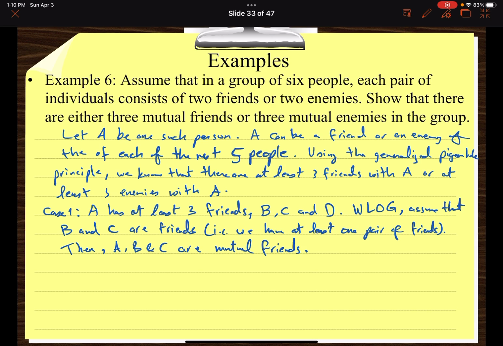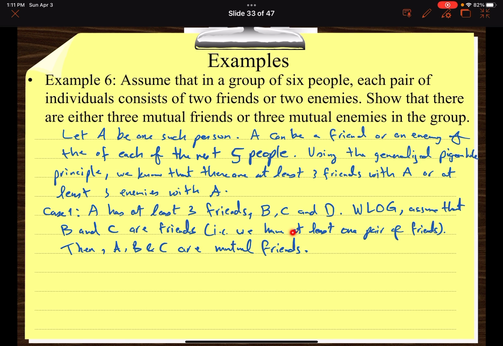Okay, and what is the second case? B or C are enemies. No. What did we say? We said that we have at least one pair of friends. In fact, maybe I should have started actually with this one. Assume that we have at least one pair of friends, namely B and C for example. Okay, what is the negation of we have at least one pair of friends? We have more pairs. Hmm? One pair of enemies.